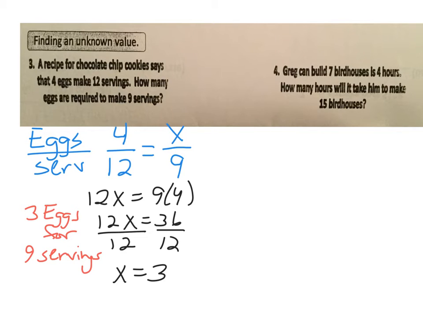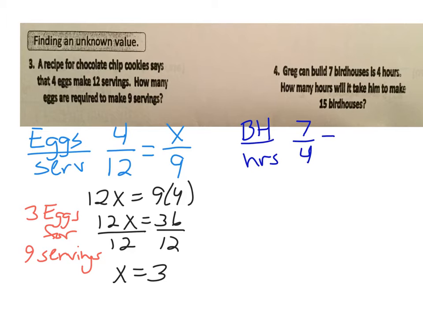Number 4, the problem reads, Greg can build 7 birdhouses in 4 hours. So I do know automatically I'm comparing birdhouses and hours. So that would be a 7 to 4 ratio. You have to put the 7 next to the birdhouses and the 4 next to the word hours.